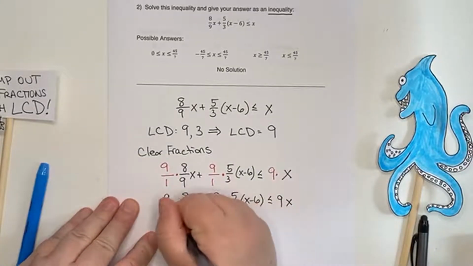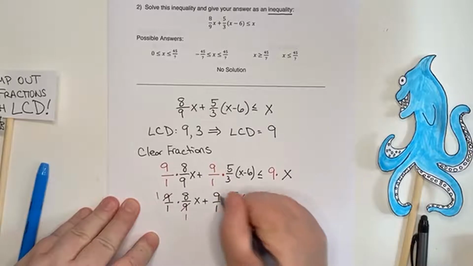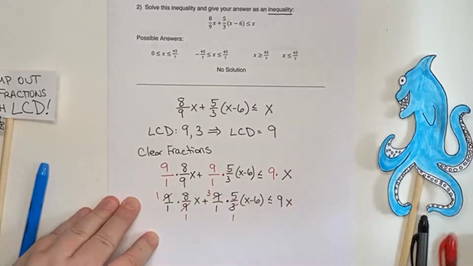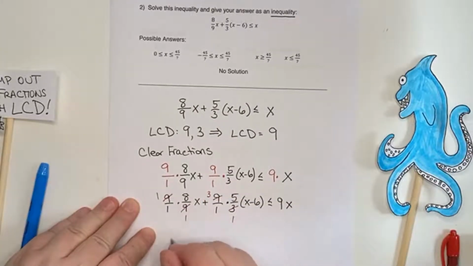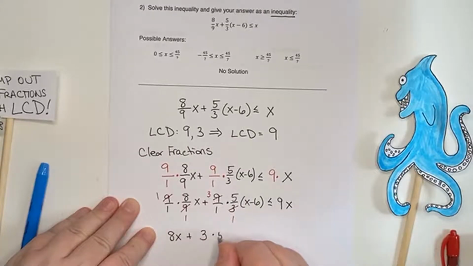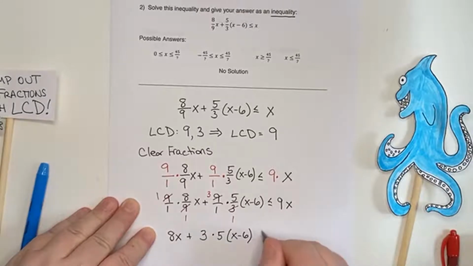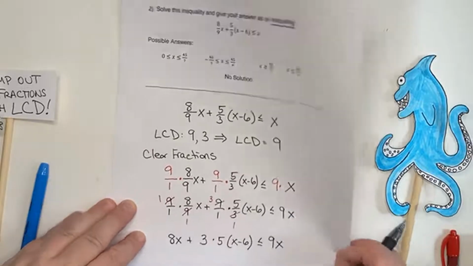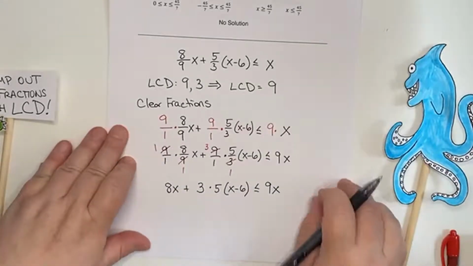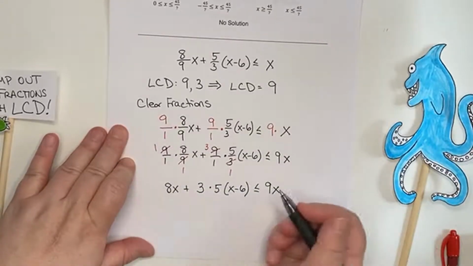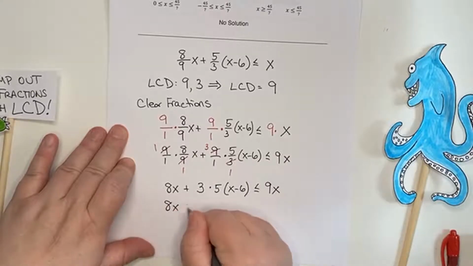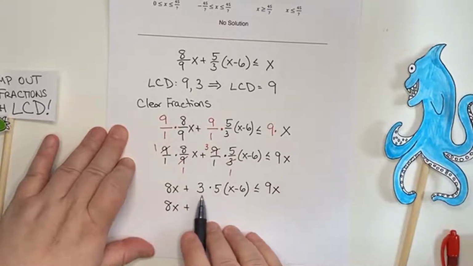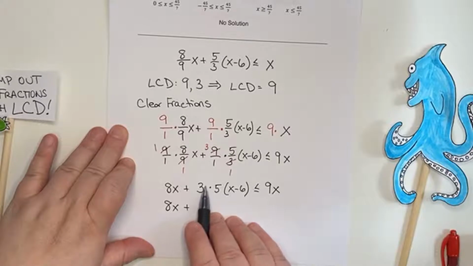The 9's going to cancel with the 9. The 3 is going to cancel with the 9. And so I've got 1 times 8x plus 3 times 5x minus 6 is less than or equal to 9x. This is great. I have stomped out all the fractions. Stomp, stomp, stomp.